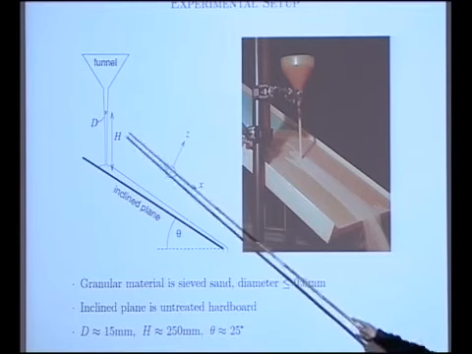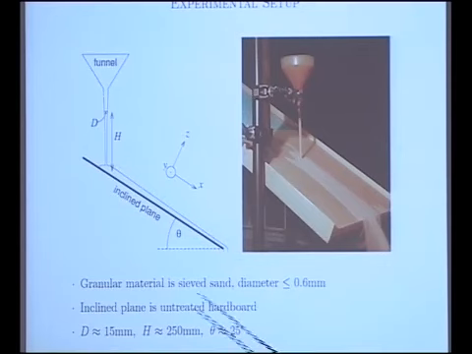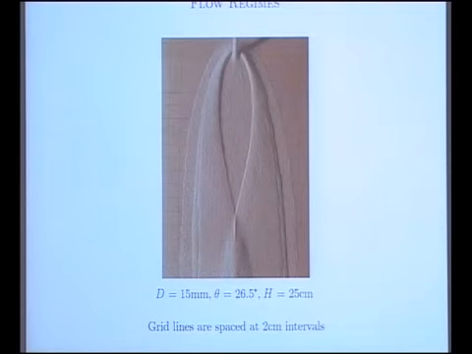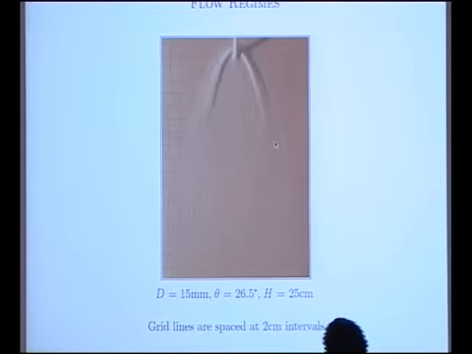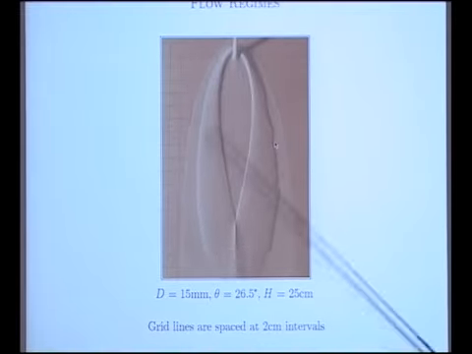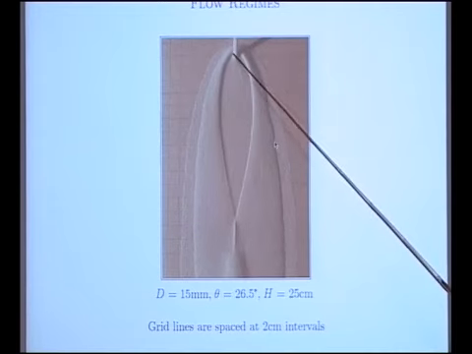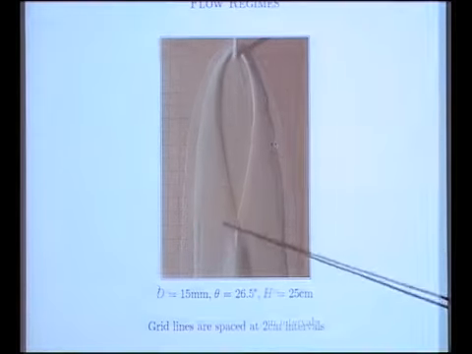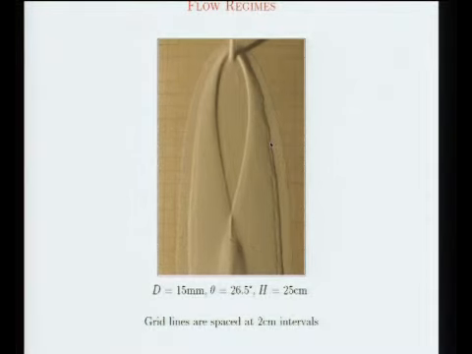And just to give you some idea of the scale of the experiment, the diameter of the funnel is 15 millimeters. The height here is about 250 millimeters, and the angles that we're looking at are around 25 degrees. And I'll show here a video of what the flow looks like. The granular material impinges in this region and flows down the inclined plane.